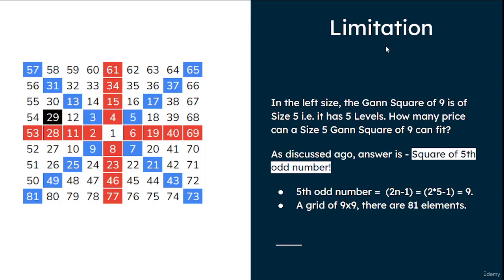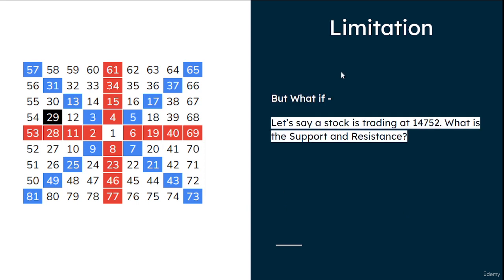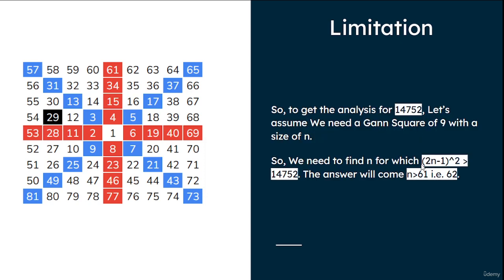Now let's talk about Bank Nifty. Bank Nifty is priced like 40,000. How can you fit it? It cannot be fit, right? Or let's say Nifty 14752 is trading right now. What is the current support and resistance?